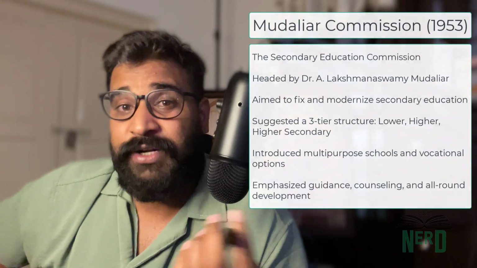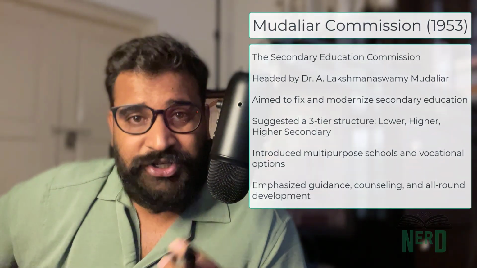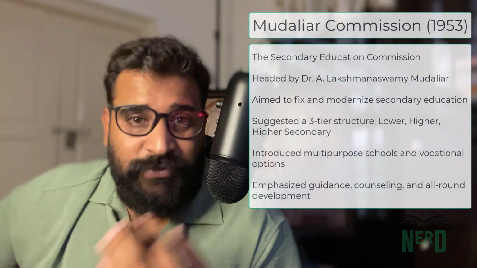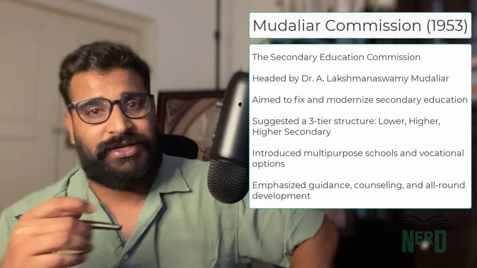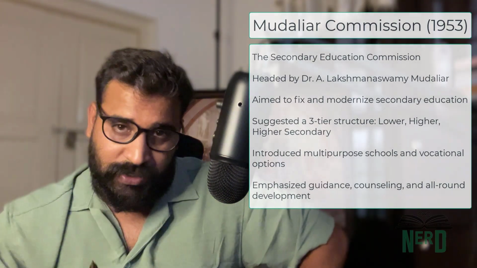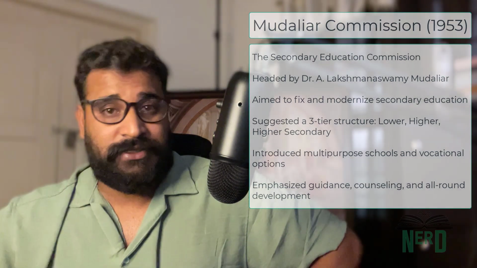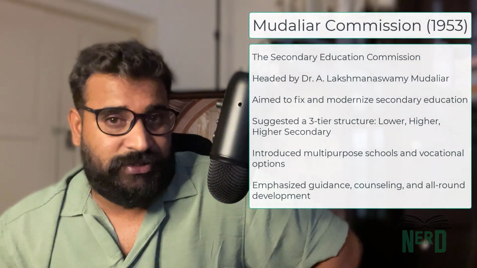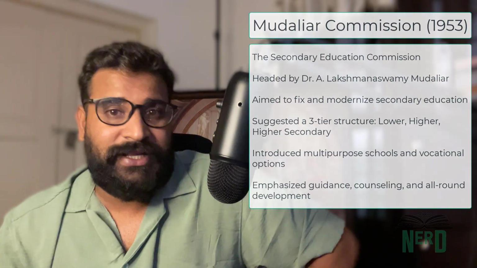Mudaliar Commission, which was actually introduced in 1953, and it is also called the Secondary Education Commission, and it was headed by Dr. A. Lakshman Swamy Mudaliar, right? And it was actually aimed to fix modernized secondary education and suggested a 3-year structure, lower, higher, and secondary, and higher secondary, and introduced multi-purpose schools and vocational options, and emphasized guidance, counseling, and all-round development. Very important. Next one is Kothari Commission.